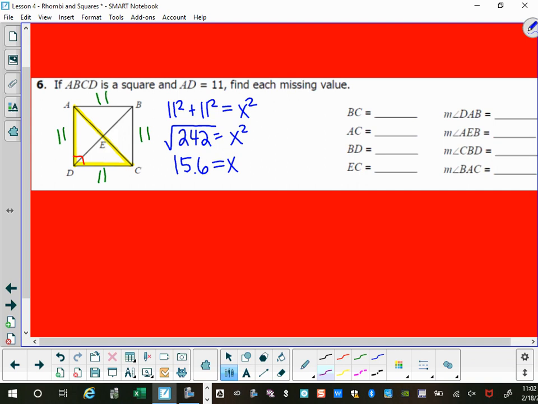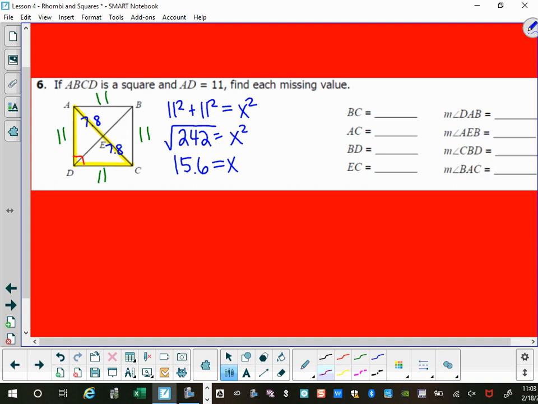Now, because I know that my diagonals are all going to be congruent, let's divide 15.6 divided by 2. So we can figure out what each piece is. 7.8. So we have 7.8 right there and 7.8 right there. Each diagonal is 15.6, so each part of it is 7.8.